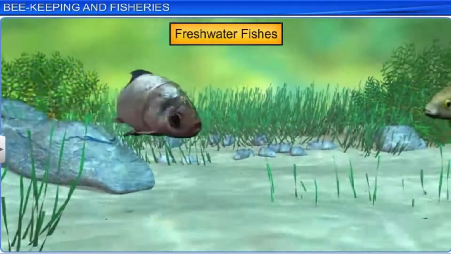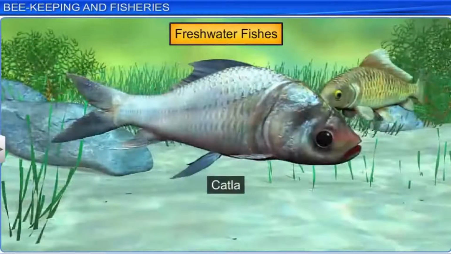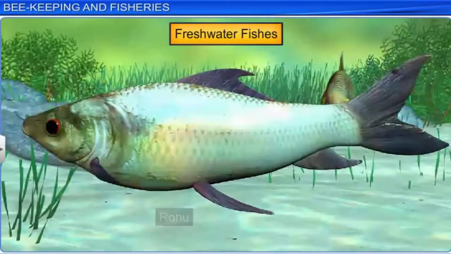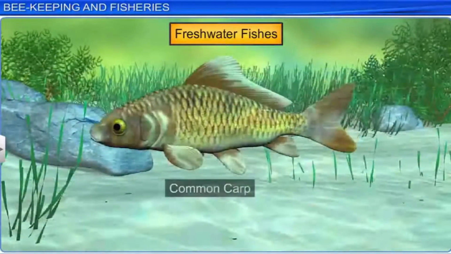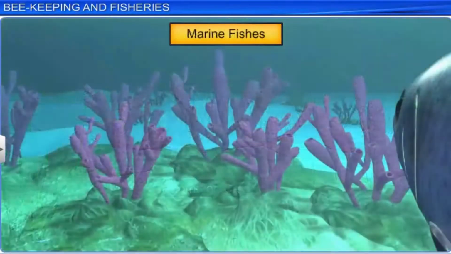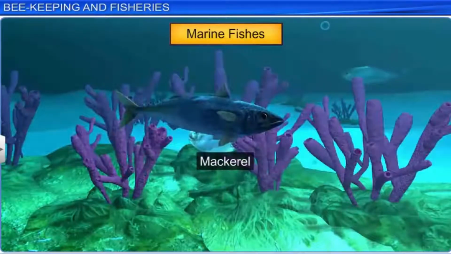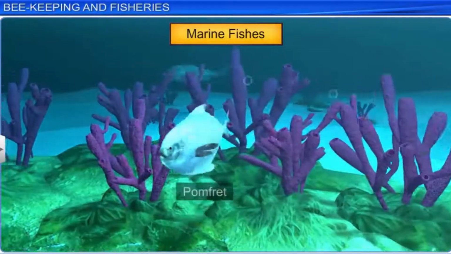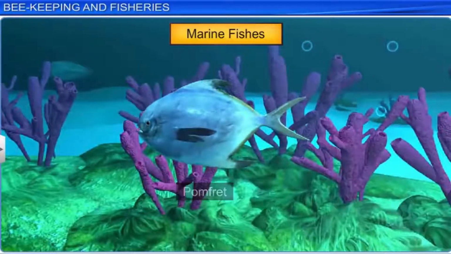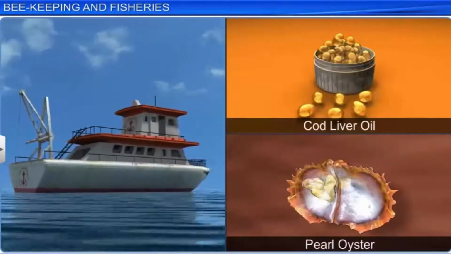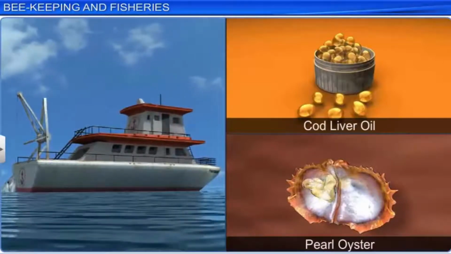Most commonly eaten freshwater fish include katla, rohu, and the common carp, while marine fish include hilsa, mackerel, and pomfret. Fisheries also provide products such as cod liver oil, which is a nutritional supplement, and pearl oysters that have commercial value.